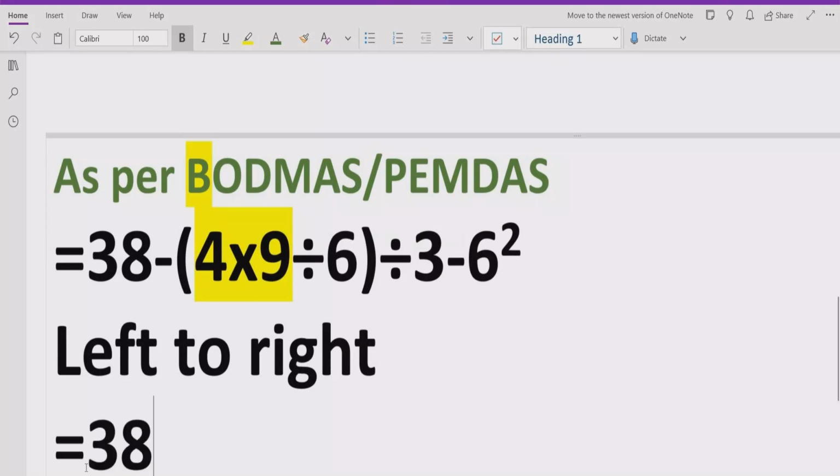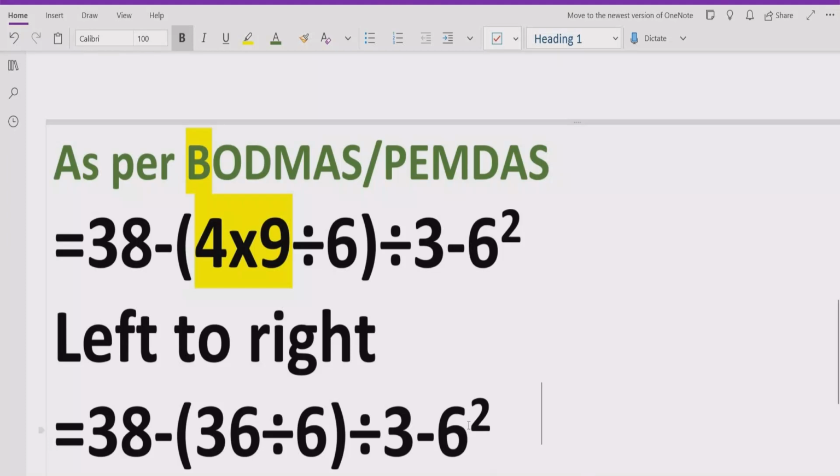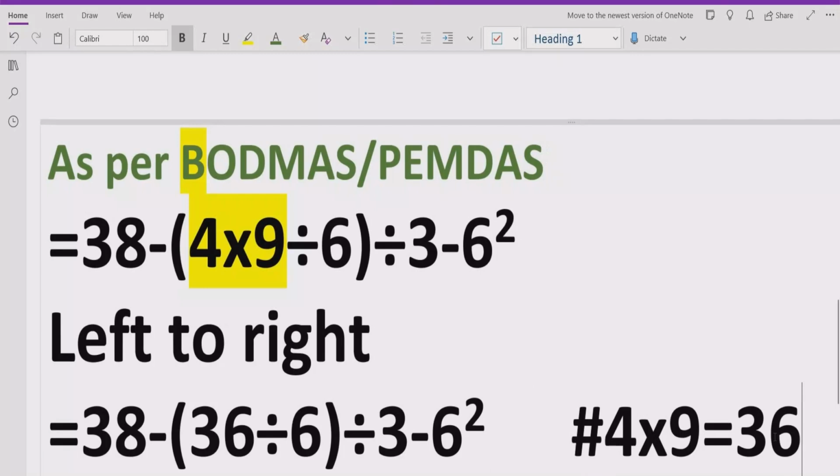So we will write 38 minus 4 multiplied by 9, which is equal to 36, divided by 6. We will write as it is. Now divided by 3, again we have to write minus 6 raised to power 2. We will write as it is. And here we have to give the reference, 36.